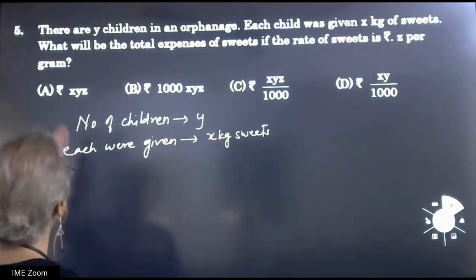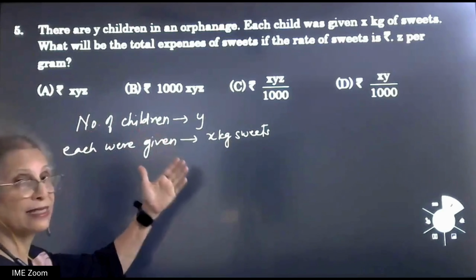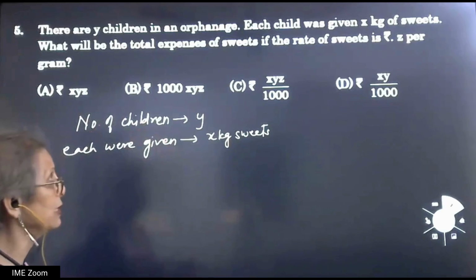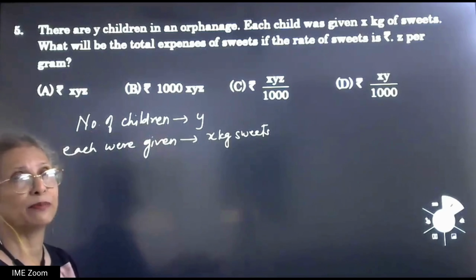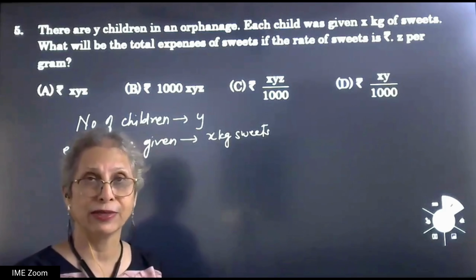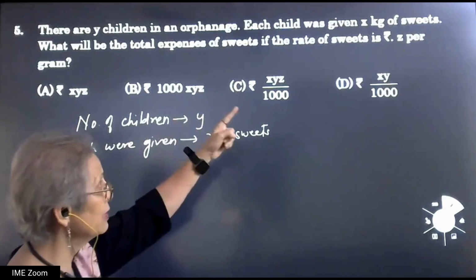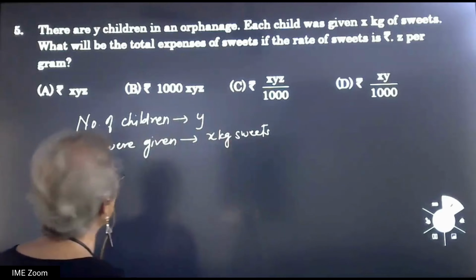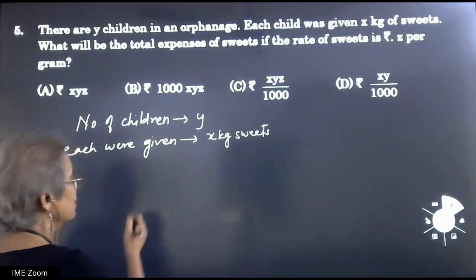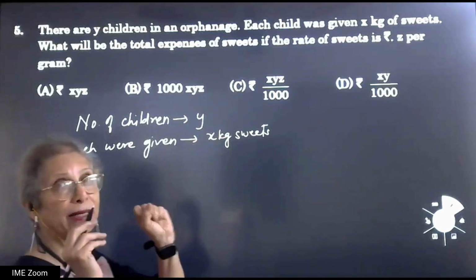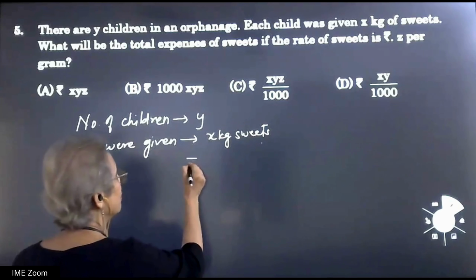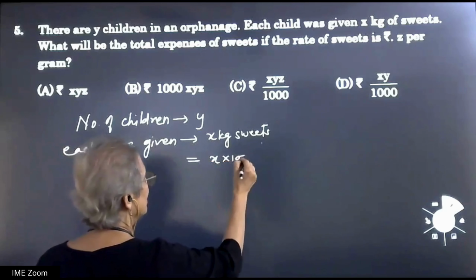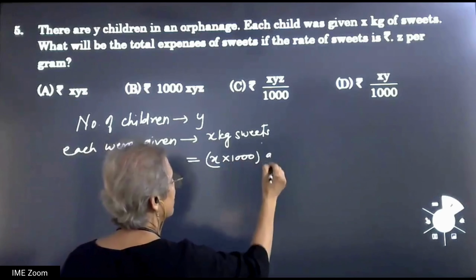Now what else is given? What will be the total expenses? Here we have to find out the cost of those sweets. How much sweets are required and then multiplied by cost. So before we find the cost, first we have to find out how much sweets are to be given. The rate of sweets is rupees Z per gram, so these kgs are to be converted into grams first. Therefore this is equal to X into 1000 grams.